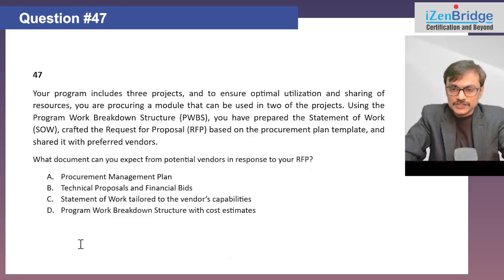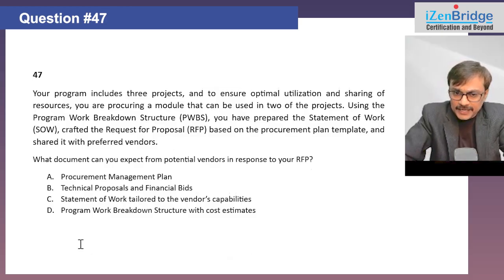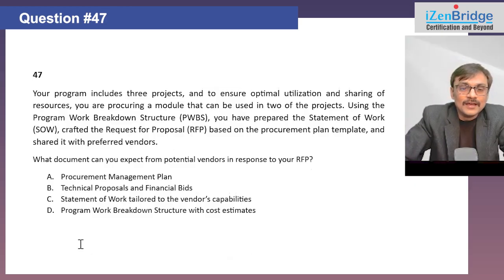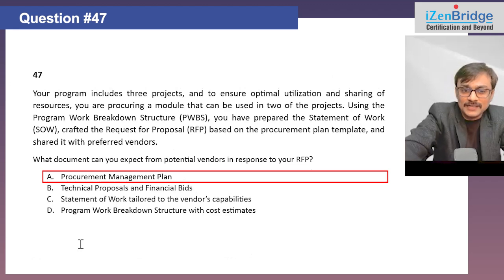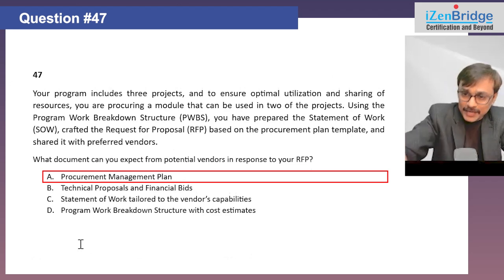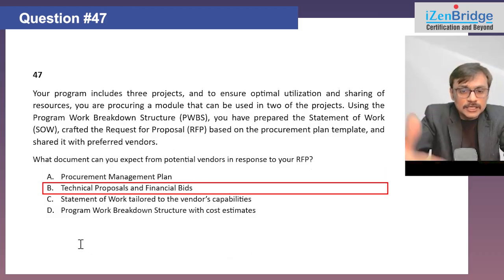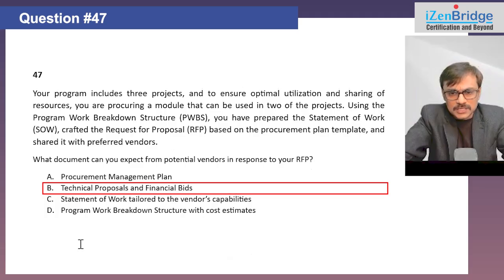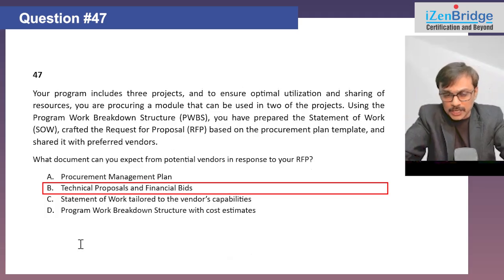Now, this question is basically trying to see whether you understand what happens once you float an RFP and you have identified the vendors, and what things will come back from the vendors. So let's see what document can come back as a response to an RFP. You can get a procurement management plan? Definitely not. The procurement management plan helps you in identifying whether you need to float an RFP. Technical proposal and financial bids? Yes, you get a proposal, which can have a technical and commercial part, or you may have just one word called proposal. So proposal should come out.